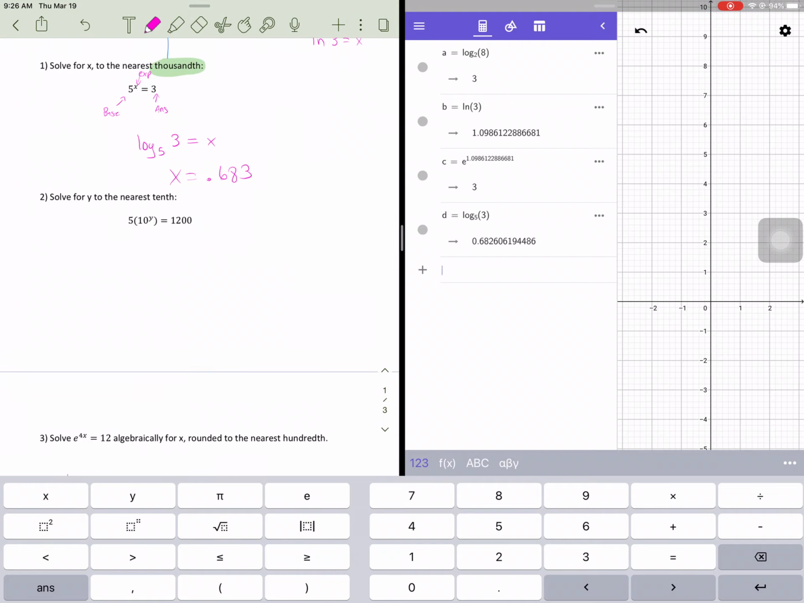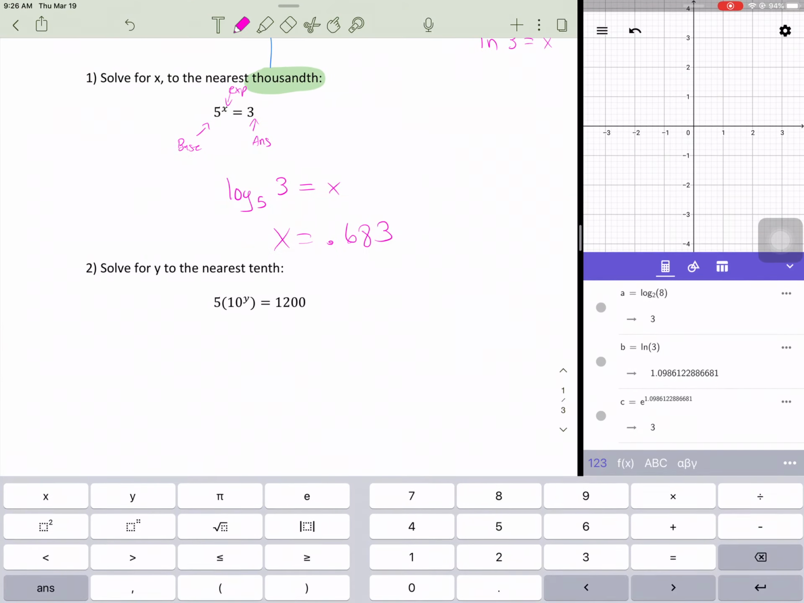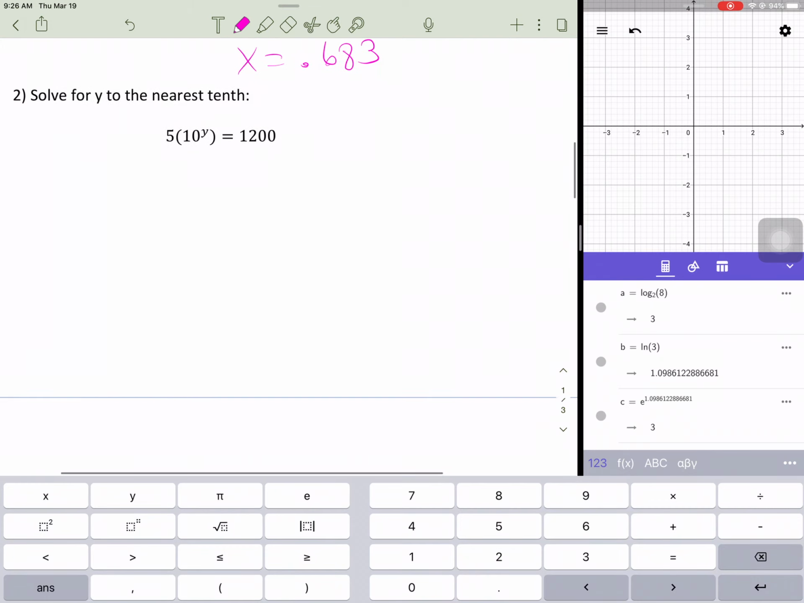Now, what about something like this? Well, just like when we solve any equation, before we solve for the variable, we really want to isolate that variable as much as possible. So the same thing happens here. We're going to divide both sides by 5. And we get 10 to the y equals 1200 divided by 5. That is 240.